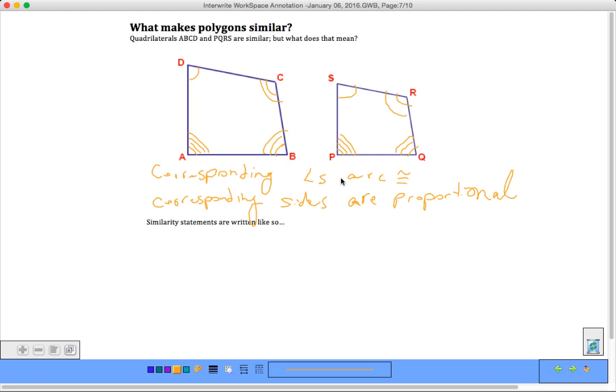All right, and to write a similarity statement, if we know that these two things are similar, then we can say that figure ABCD is similar to PQRS. That's our similarity statement. All right, turn it over and we'll look at some examples.